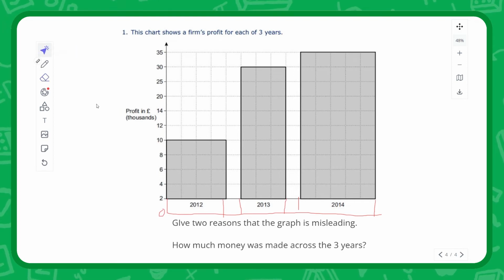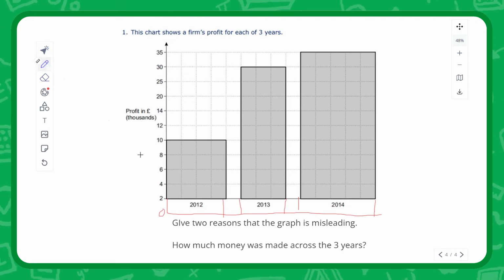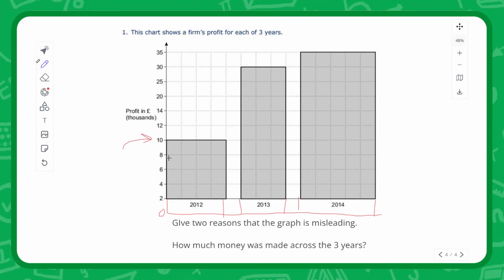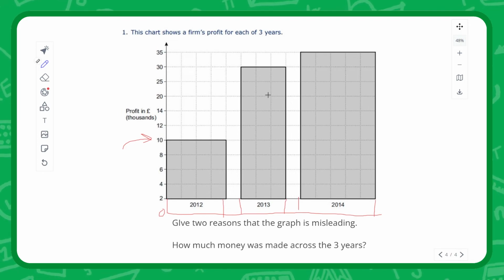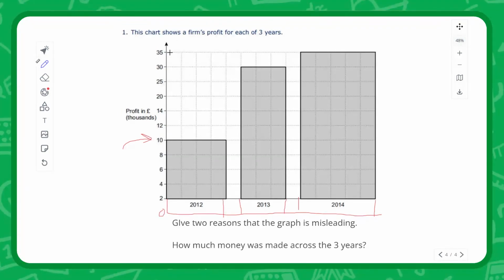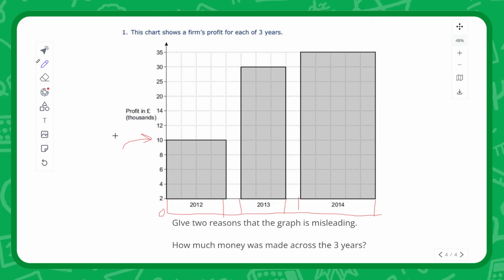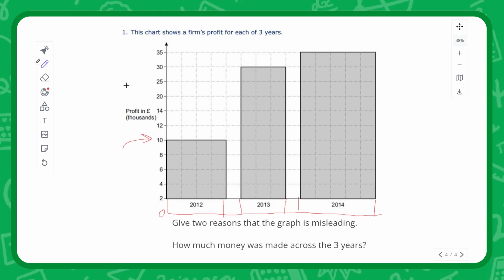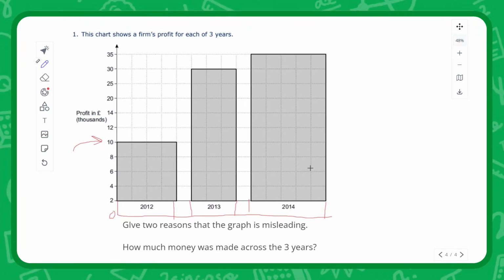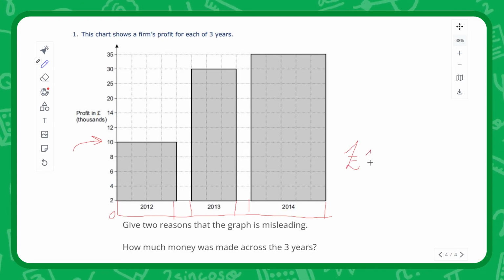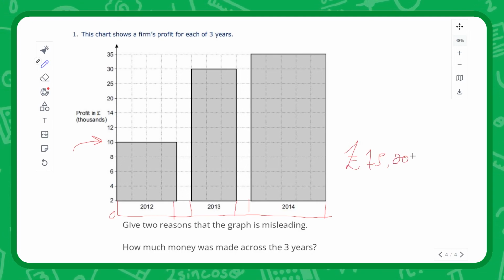And if we want to look at how much money was made in total, we're just going to have to look at these 3 values and add them on ourselves. So we get 30 plus 35 plus 10. So we're going to get 65 plus 10, which is 75. So the total amount over 3 years is £75,000.